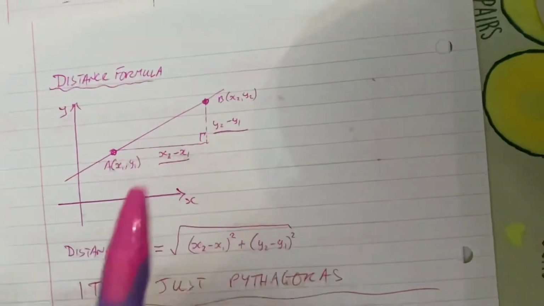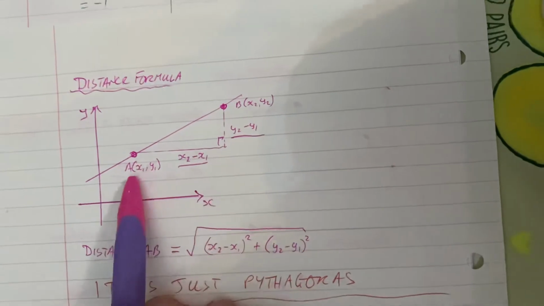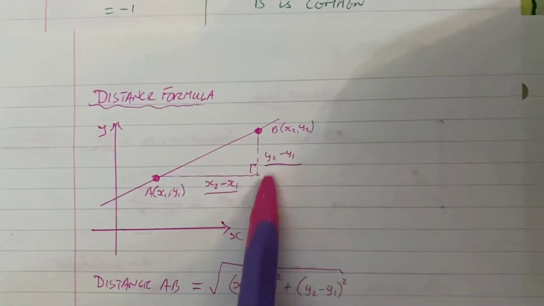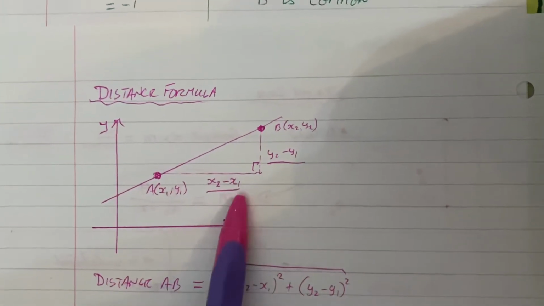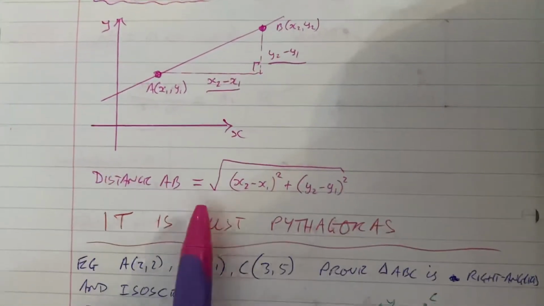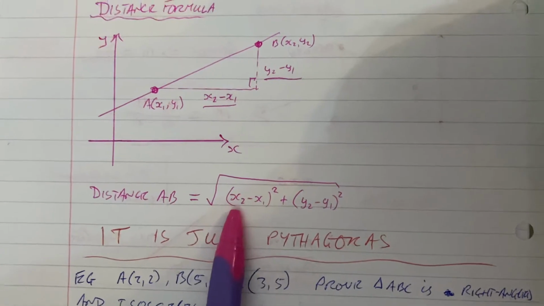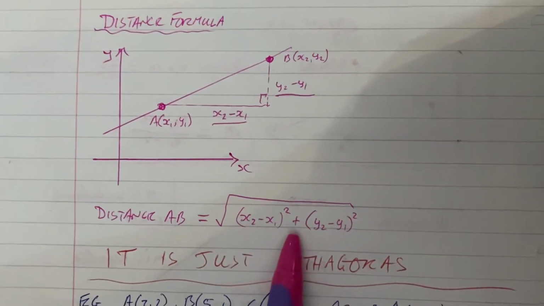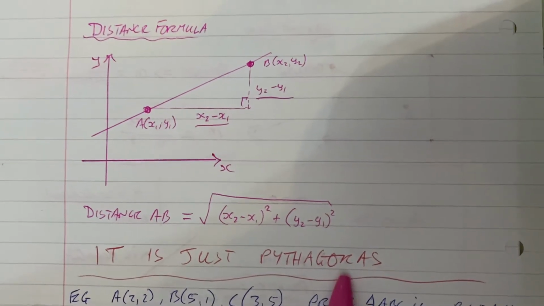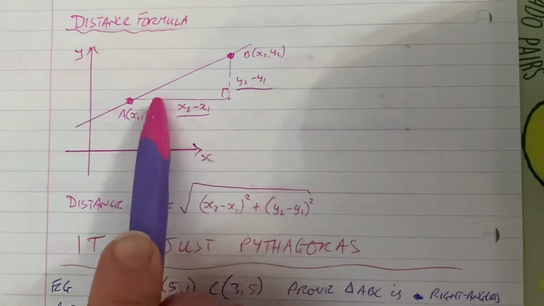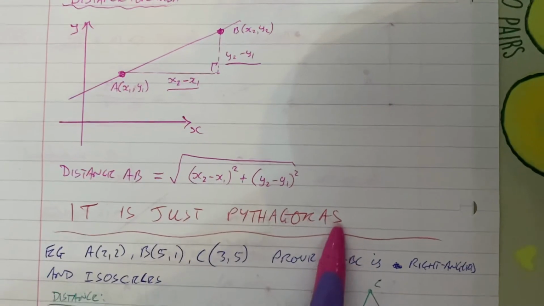Distance formula. Again, you saw this last year. So here, x1, y1, x2, y2. The up is y2 minus y1. The along is x2 minus x1. So our distance is the square root of x2 minus x1 squared plus y2 minus y1 squared. Basically, it's just Pythagoras. It's a right angle triangle, nothing to do with angles, so it's Pythagoras.